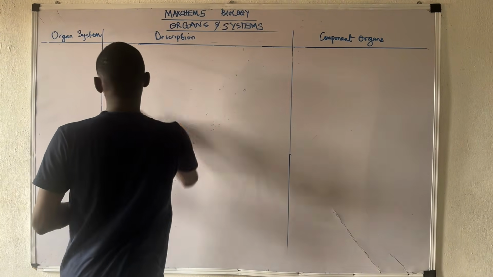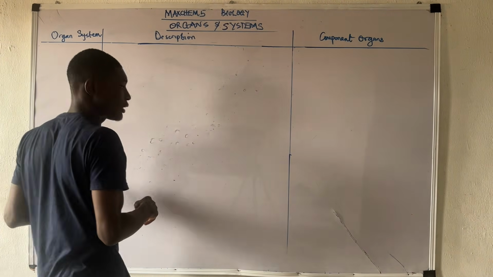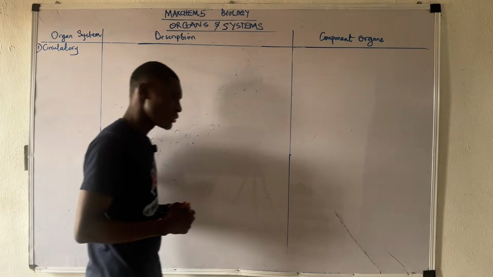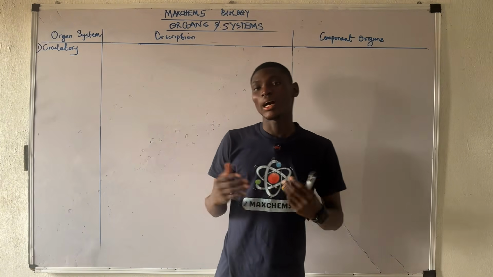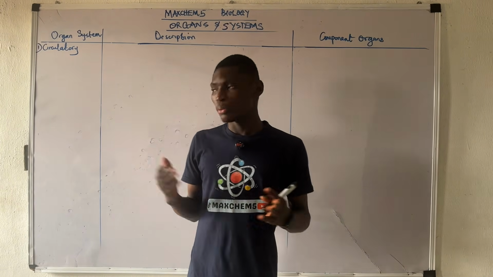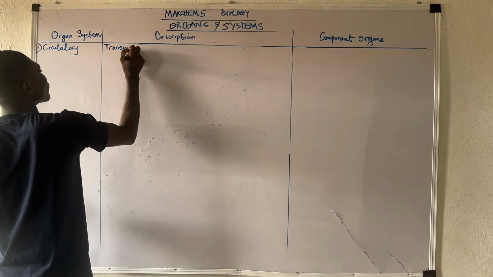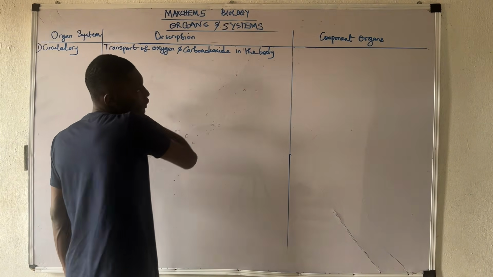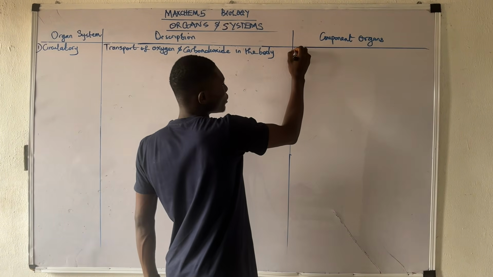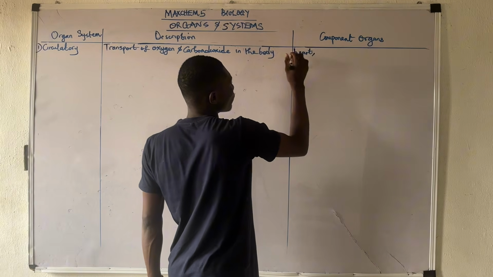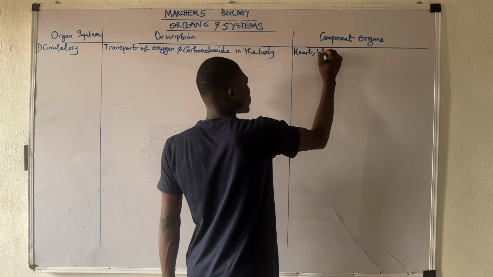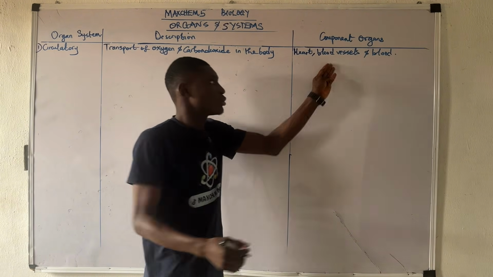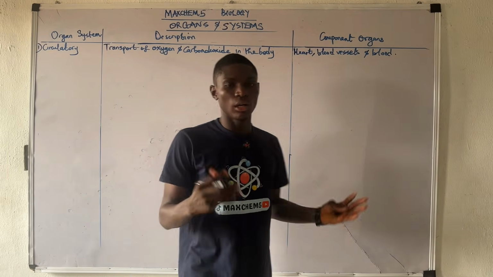The first one we'll be dissecting is the circulatory system. The circulatory system has to do with the transport of oxygen and carbon dioxide to and fro the body. The component organs, the major organ here, is the heart, the blood vessels, and blood. In the blood vessels, we have the venules, the capillaries, the arterioles, and so on.